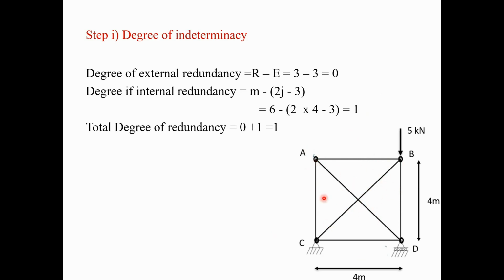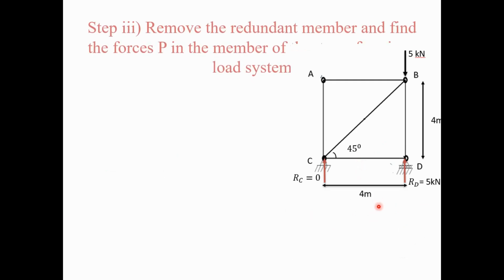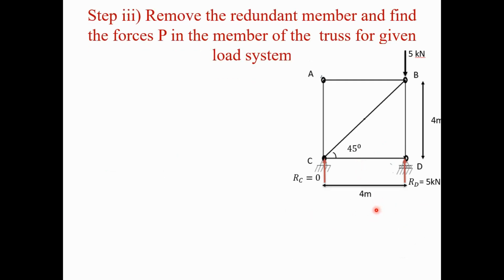So let us identify one of the members in the truss as redundant and remove that member for the analysis. Selecting the redundant member is the second step. Let us select member AD as the redundant member. When you remove this AD member from the truss structure, the truss becomes internally determinate. Now the third step is to remove the redundant member and find the P forces in the members of the truss for the given load system.